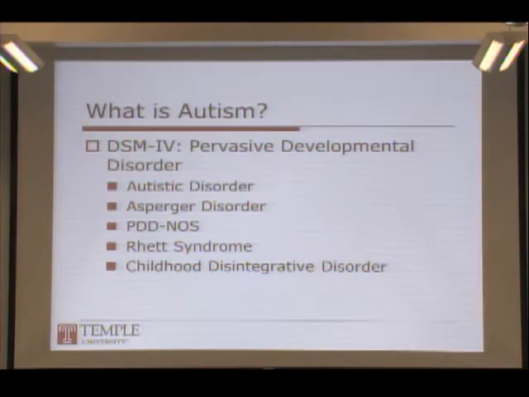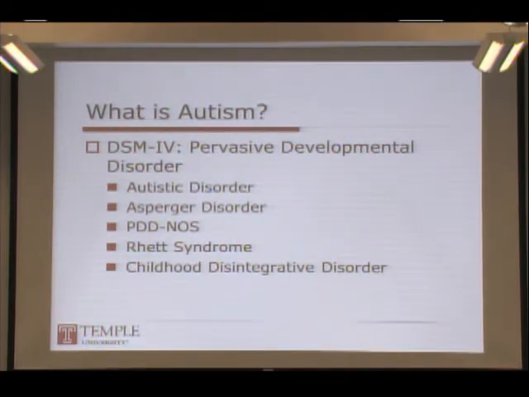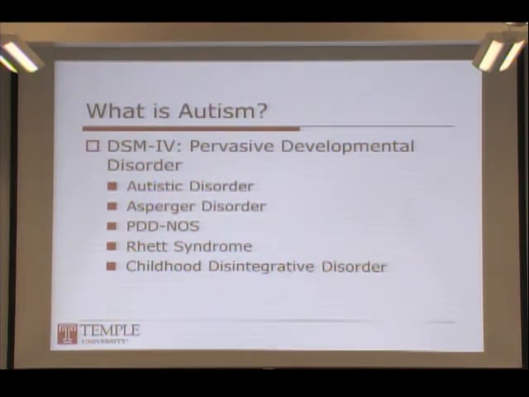According to the DSM-IV, the Diagnostic and Statistical Manual of Mental Disorders, which is the book that psychologists use to diagnose autism, autism falls within pervasive developmental disorder. So we have autistic disorder, Asperger syndrome, and pervasive developmental disorder not otherwise specified, or PDD-NOS, which is kind of atypical autism.